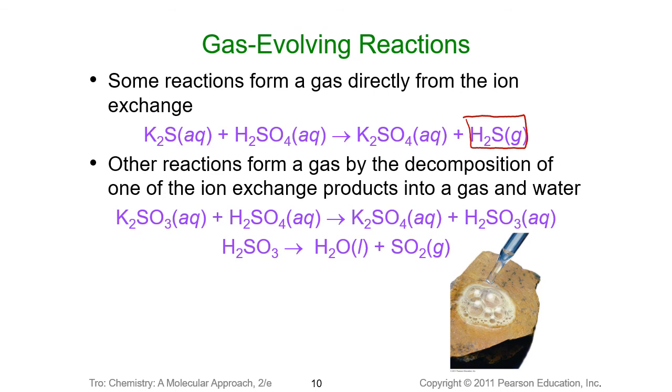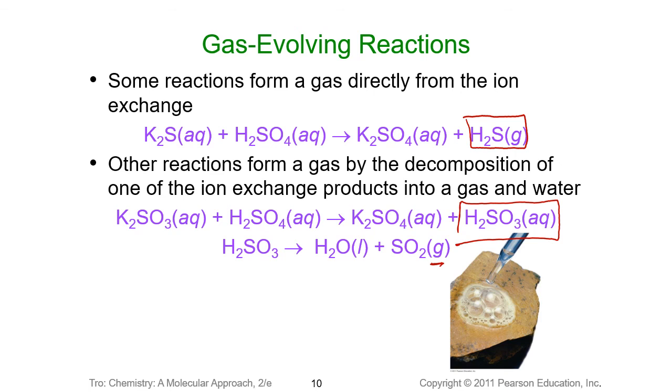Sometimes it's not a direct process to get to our gas. Sometimes we have a decomposition of one of the products. So in this case, we have sulfurous acid that is formed, and that decomposes into water and sulfur dioxide, which is a gas. And so that gas is our product.